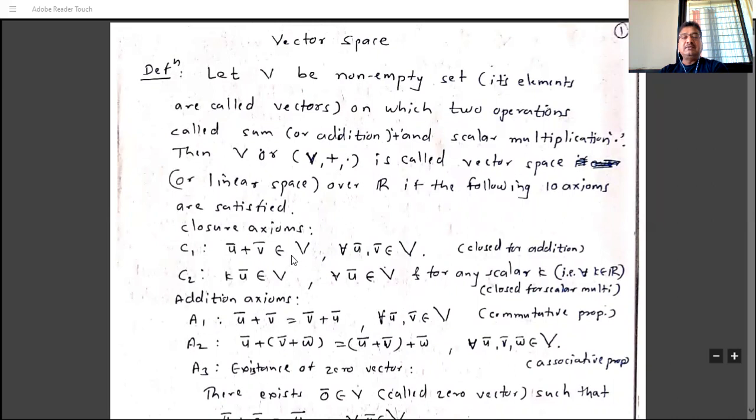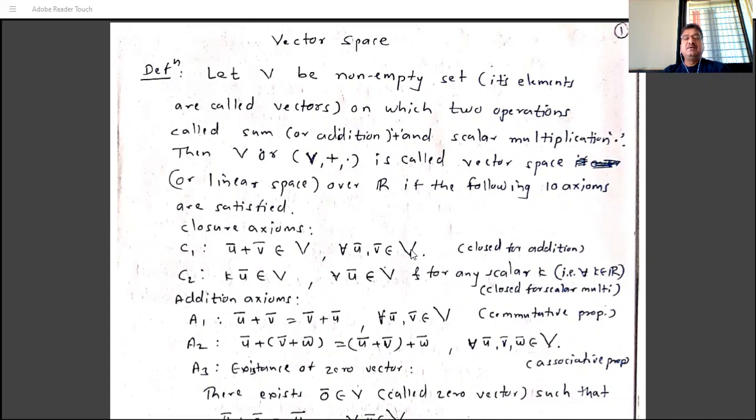While if you take the set V that contains the elements 1 to 100, all the natural numbers 1, 2, 3, 4, 5 up to 100, then this set is not closed for addition. Suppose we take two elements from that set, 50 and 52. What is the addition of 50 and 52? It is 102, and it is not an element of V.